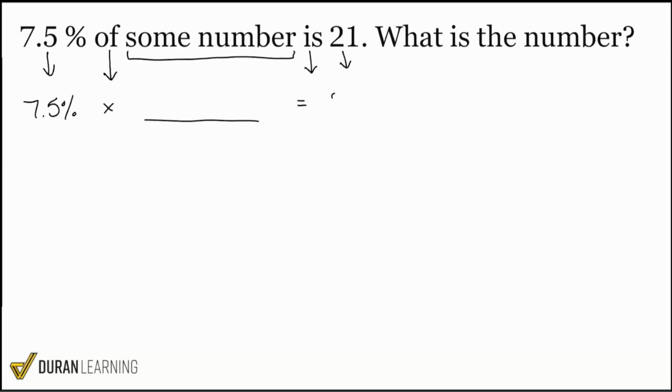And then we have 21. So take a look at that. Boom, 7.5% times some number equals 21. Everybody, based on our formula, percent times original equals the result, do we notice that we are trying to find the original value? And that's step one. Just visualizing it, understanding what you have and what you're looking for.